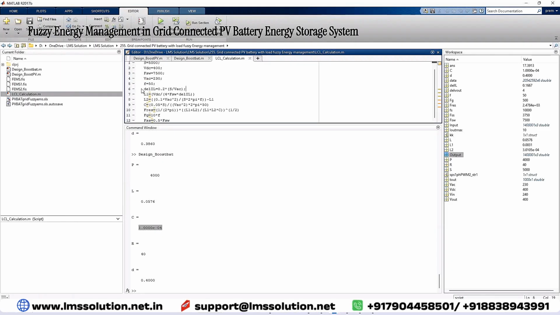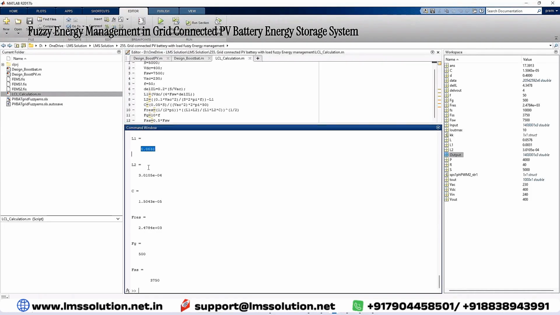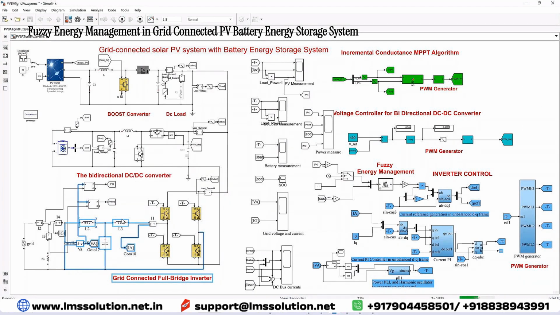So this is an equation for calculating L1, L2, and C for the LCL filter. Once you execute, you will get the value of L1, L2, and C. These values are going to be used here. This is L1, this is L2, and this is C.